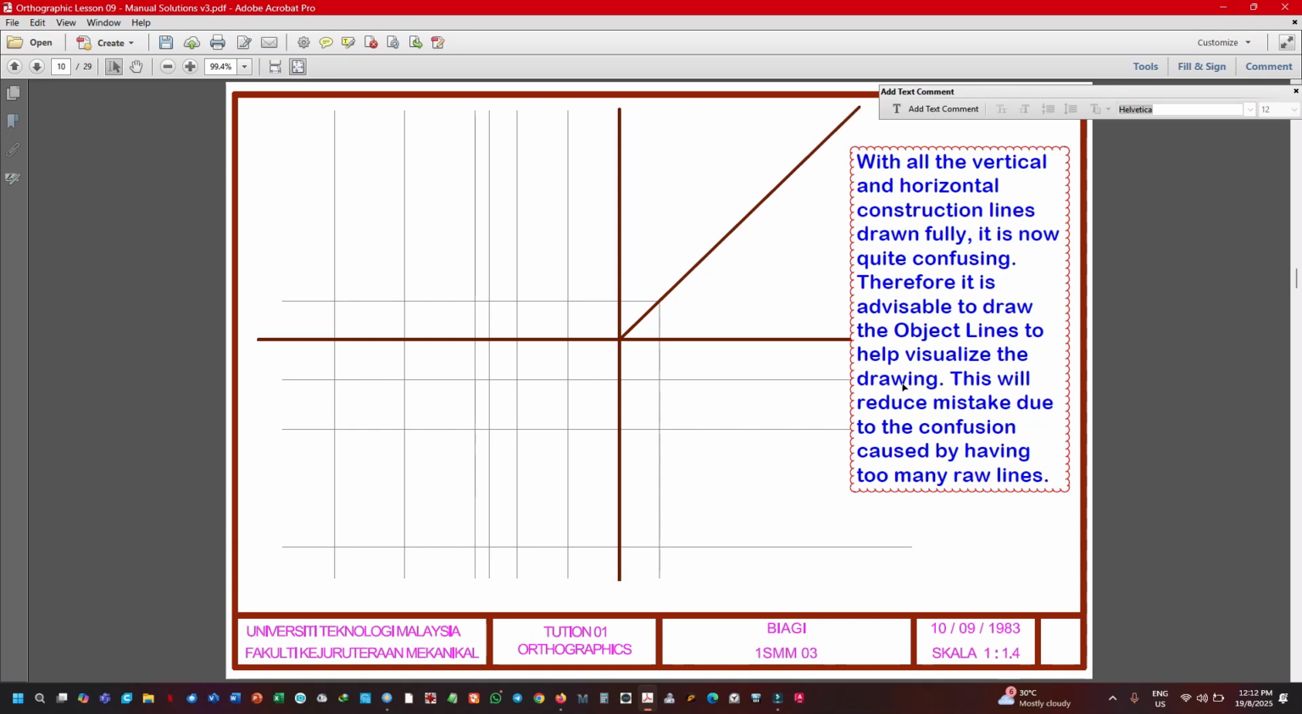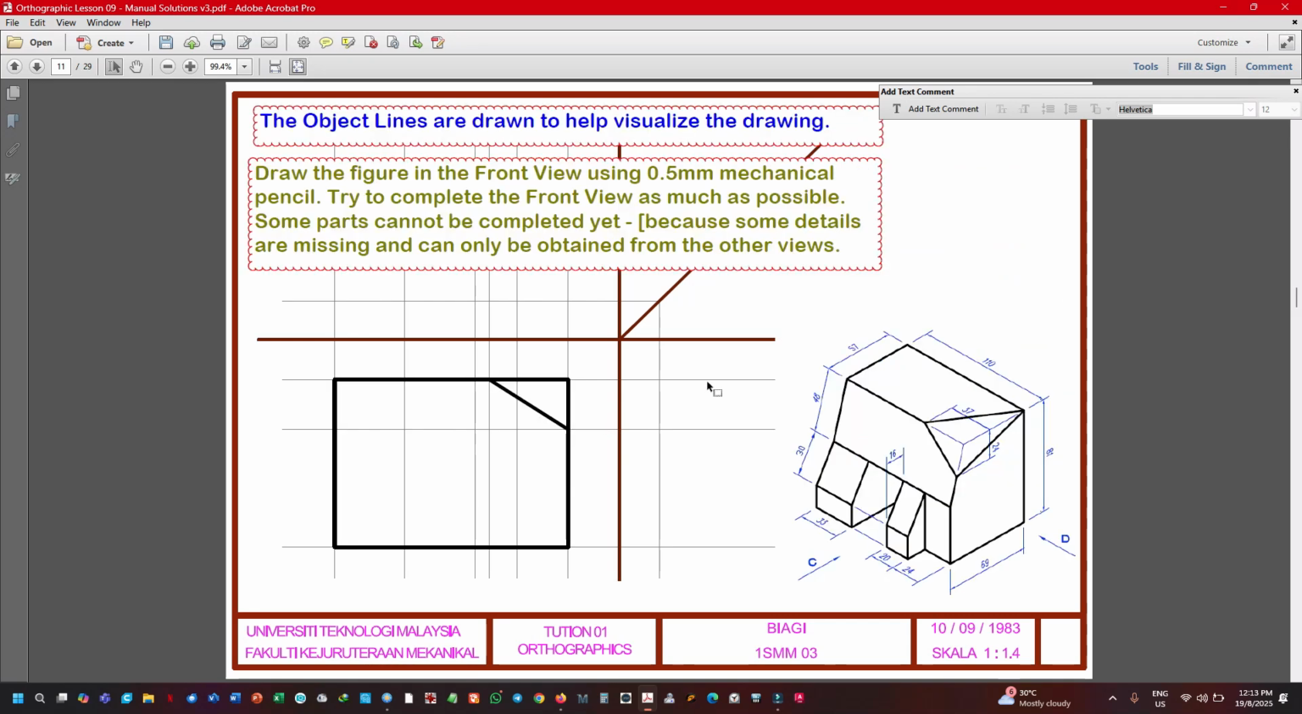Therefore, it is only advisable to draw the object line to help visualize the drawing. This will reduce mistakes due to confusion caused by having too many lines. And this mistake happens quite often. Remember, this is a simple exercise. What happens if you have very complicated figures to draw? The object lines are drawn to help visualize the drawing.